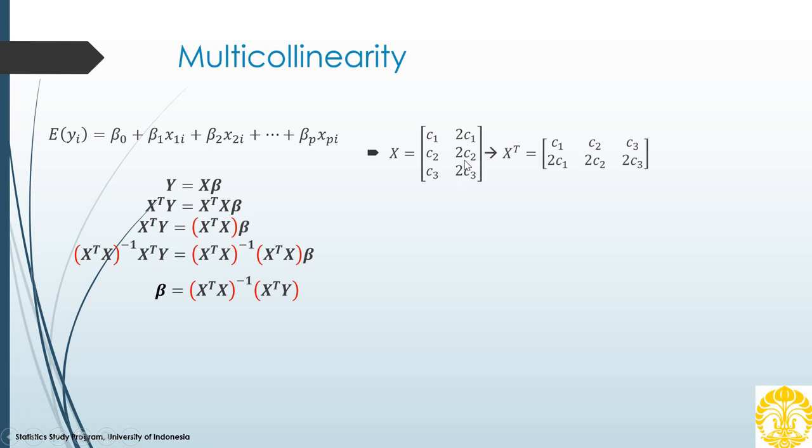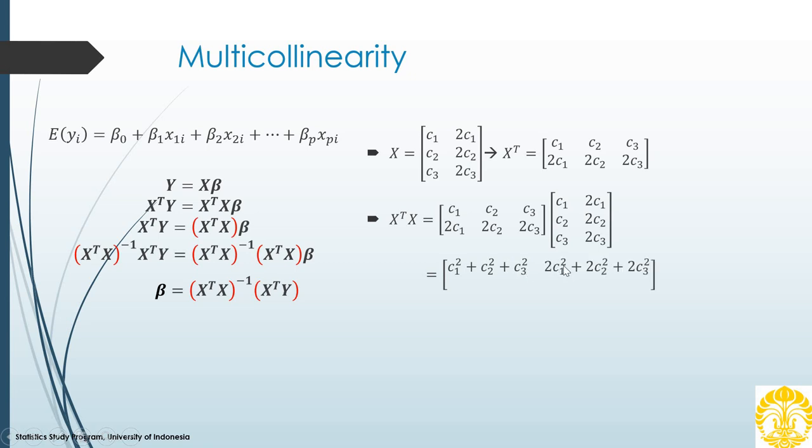So what will happen here? Let's look at the transpose. It's like that. Then we try to find the x transpose x, and it gives us something like this. If we multiply the first row and the first column, we get c1 squared plus c2 squared and so on. Then for the first row, second column, you get this result. For the second row, first column, you get this. And for the last one, we get this.